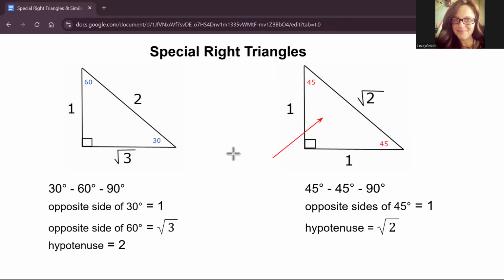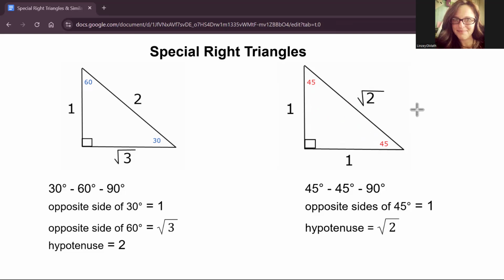And the 45, 45, 90 special right triangle, an isosceles triangle. The opposite side of 45 degrees is 1, and it's an isosceles triangle, so we have two equal sides. The hypotenuse, the side opposite the right angle, is square root of 2.